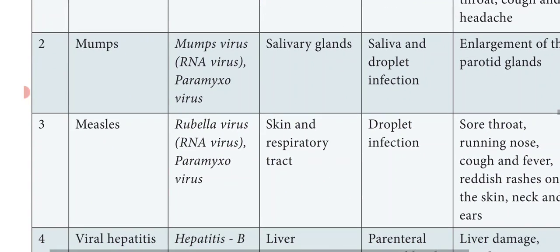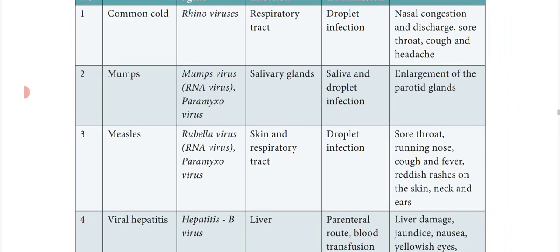Next we'll see about the mumps. Mumps is caused by the mumps virus, that is an RNA virus. It is a paramyxovirus. It mainly affects the salivary glands. So the mumps mainly affects the salivary glands, and the mode of transmission is saliva and droplet infections. And the symptoms are enlargement of the parotid glands. So the parotid glands get enlarged.